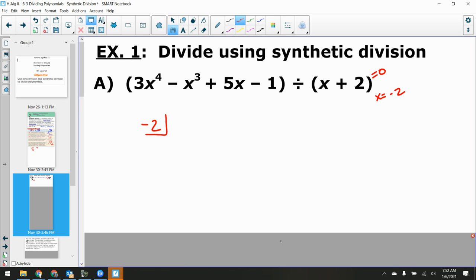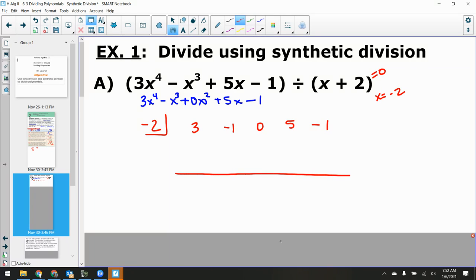And now I've got to line up the rest of my coefficients. The only issue is, look here, 3x to the 4th minus x to the 3rd. Is there an x squared? No. So we have to leave a placeholder as a 0x squared plus 5x minus 1. And now we line it up: 3, -1, 0, 5, -1. We draw our horizontal line here. Again, if you're in Mrs. Nepos' class, she might set it up just a little bit differently, but the process is still the same. So that's the setup. Any questions there so far?